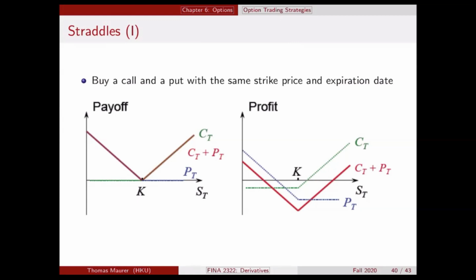So for your profit diagram, you have to shift that red V-shaped payoff downward. And so you see that you make a loss if the price of the underlying stays close to K, but you start making a gain either if the price of the underlying increases sufficiently or decreases sufficiently. In other words, the straddle is a speculation that the price of the underlying moves a lot, but you don't really know in which direction it's going to move, whether it's going to decrease or increase.